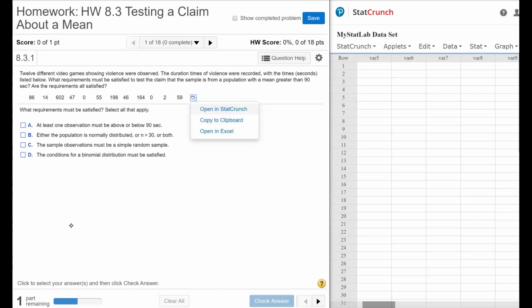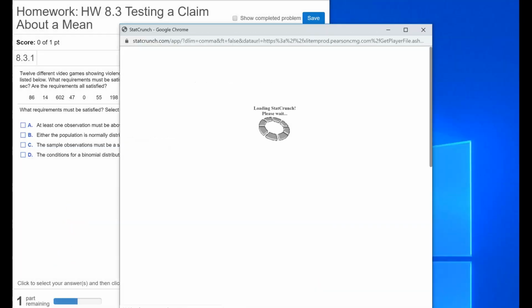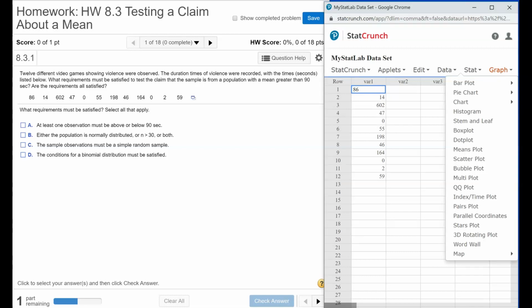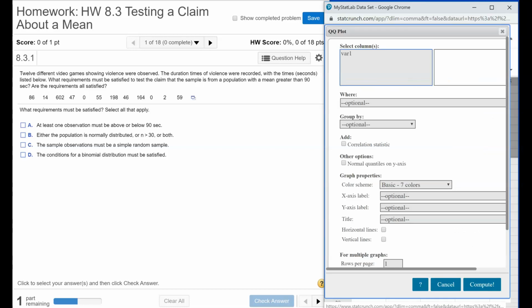Click on the icon next to your set and open StatCrunch. All our values are automatically loaded into the StatCrunch table, so we don't have to worry about that. Click Graph, choose the QQ plot, quantile plot, choose our column, Var 1, and then under other options, pick the normal quantile on the y-axis, and then click Compute.